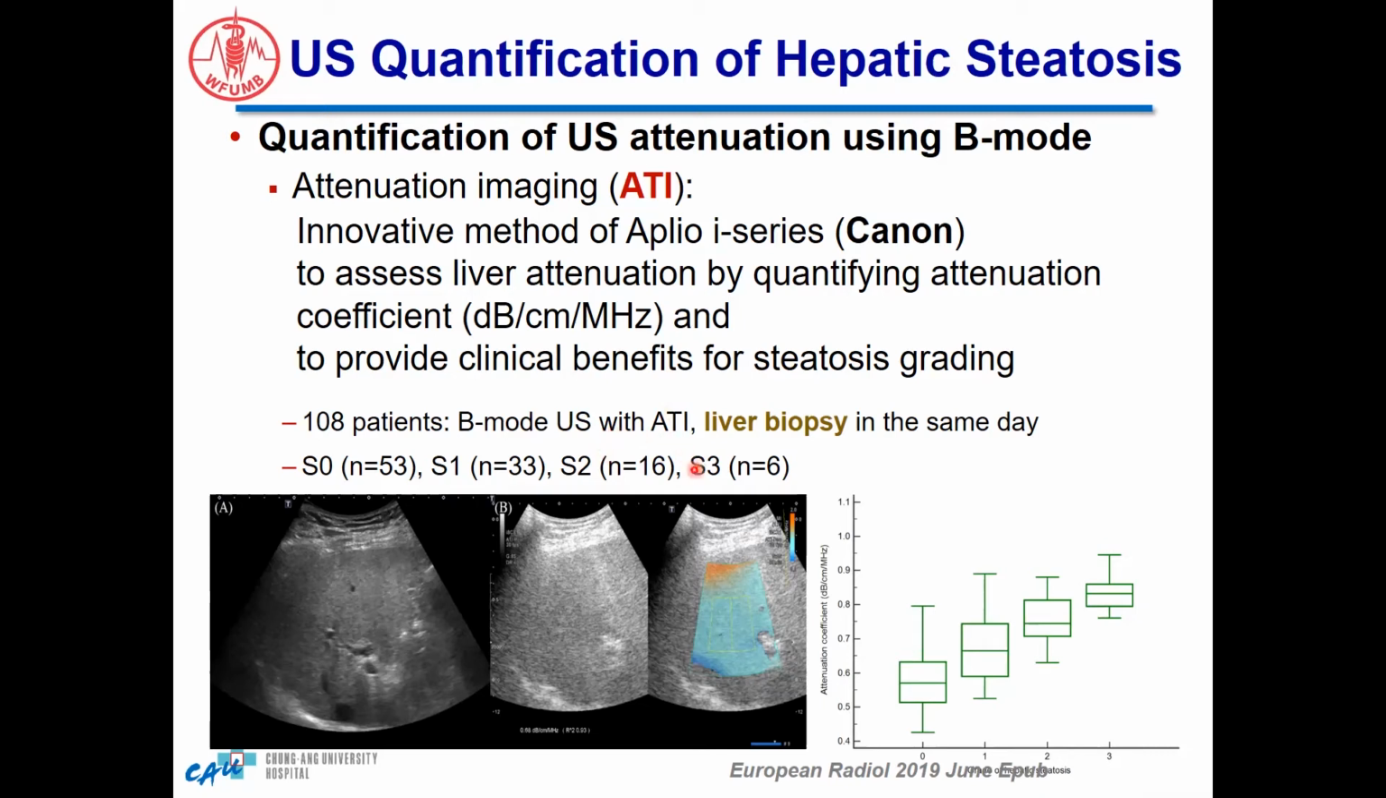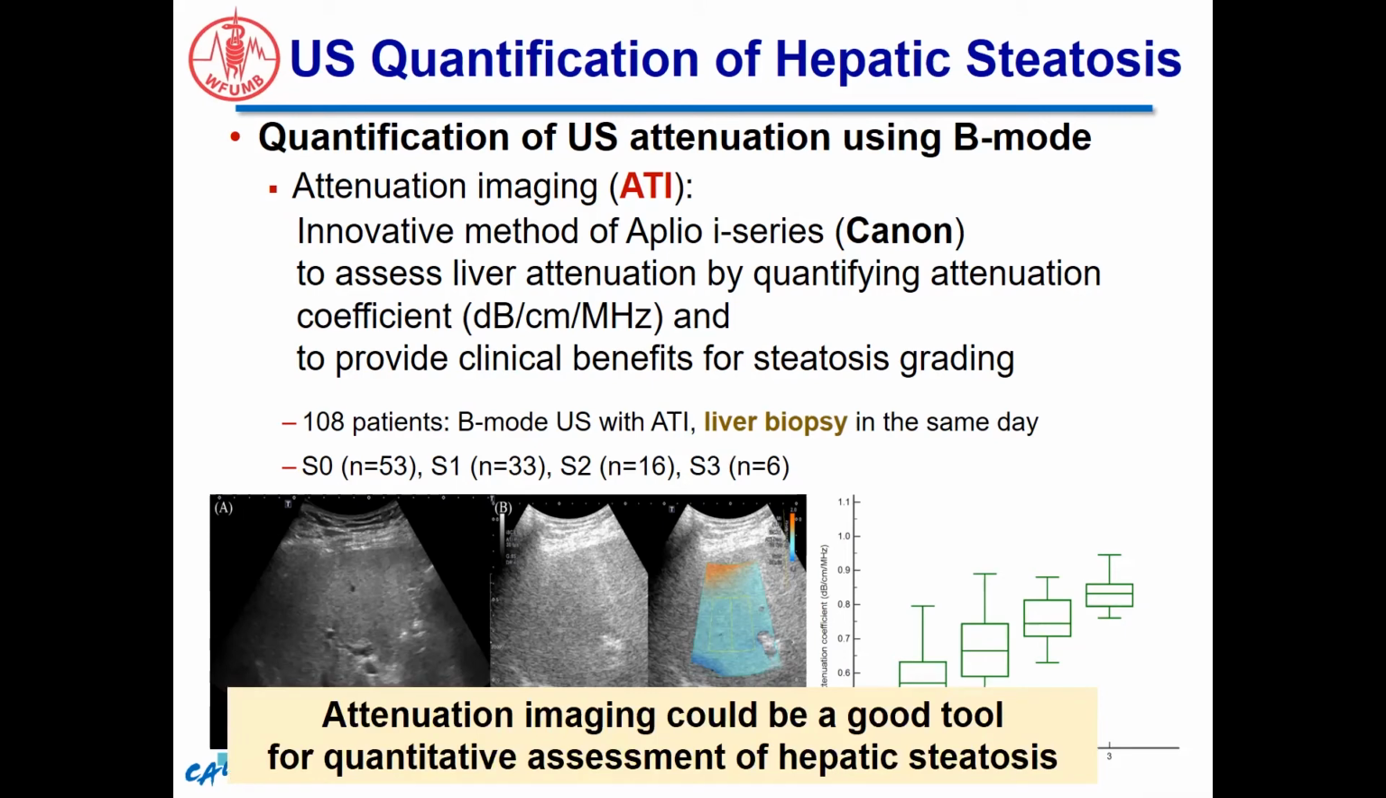Our group evaluated the diagnostic performance of attenuation coefficient from B-mode-based attenuation imaging in 108 patients who underwent liver biopsy after B-mode evaluation. ROI was placed on liver parenchyma and attenuation coefficient immediately appeared on the screen. As you can see in these figures, value of attenuation coefficient increases along with the progression of hepatic steatosis. So attenuation imaging could be a good tool for quantitative assessment of hepatic steatosis.